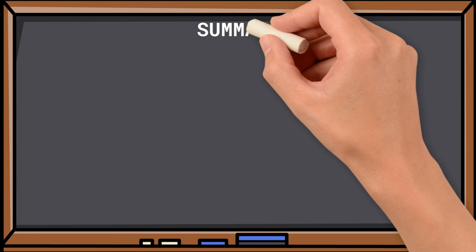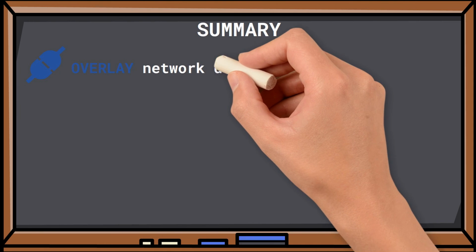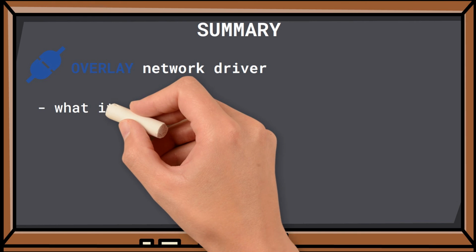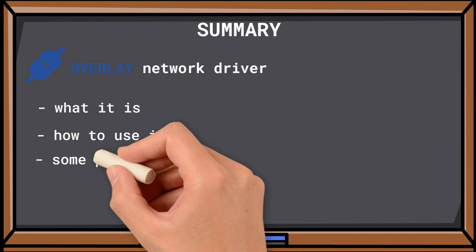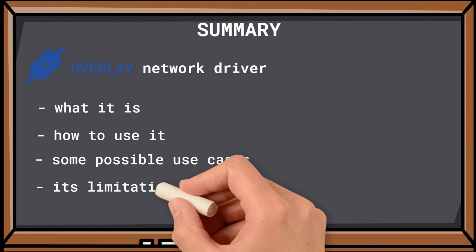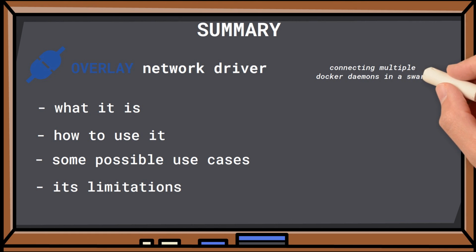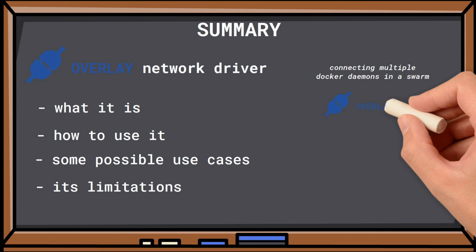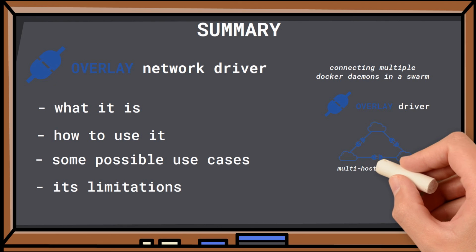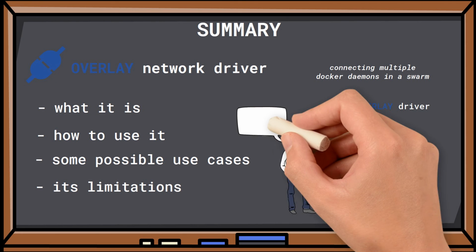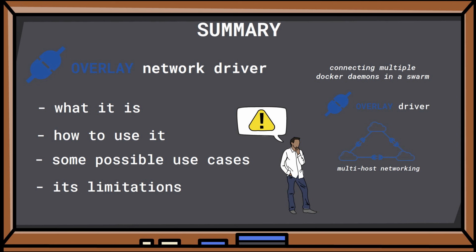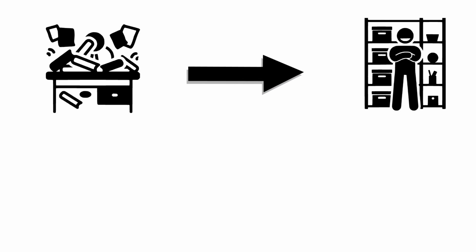So in conclusion, we learned about the overlay network driver in Docker, what it is, how to use it, some possible use cases and limitations. By connecting multiple Docker daemons in a swarm, the overlay network driver simplifies multi-host networking. But its drawbacks are to be kept in mind, especially when using it in production. I hope I could make things clearer for you, be it just by a tiny bit.